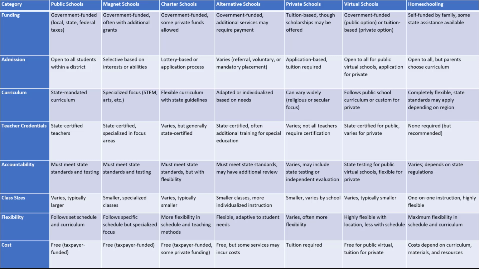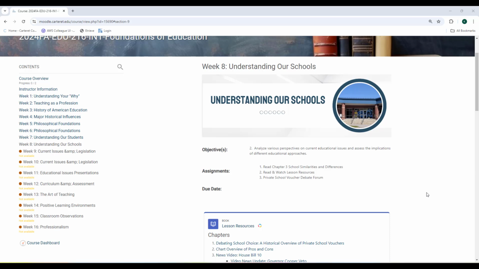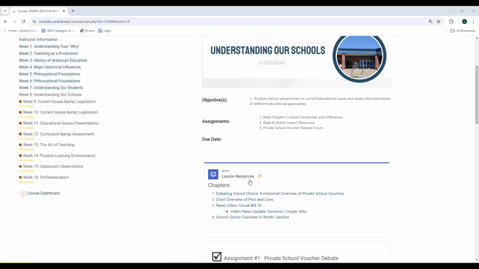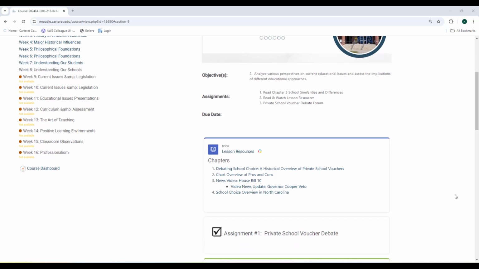Let's take a look at your assignment this week, which is going to focus on the debate of private school vouchers. I want you to first read Chapter 3, which is School Similarities and Differences. But then I want you to go under the lesson resources for this week and read about the debate over private school vouchers and how we are funding private schools. You can see in the lesson resources, the first chapter here is an article called Debating School Choice, a historical overview of private school vouchers.